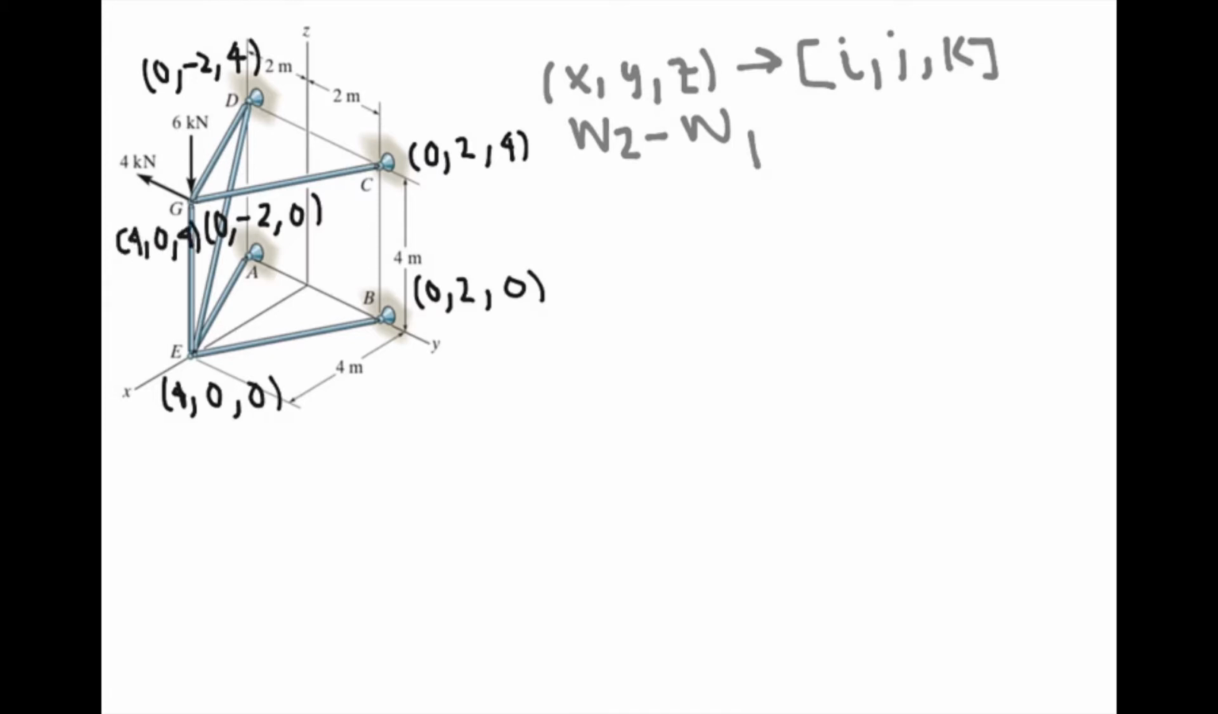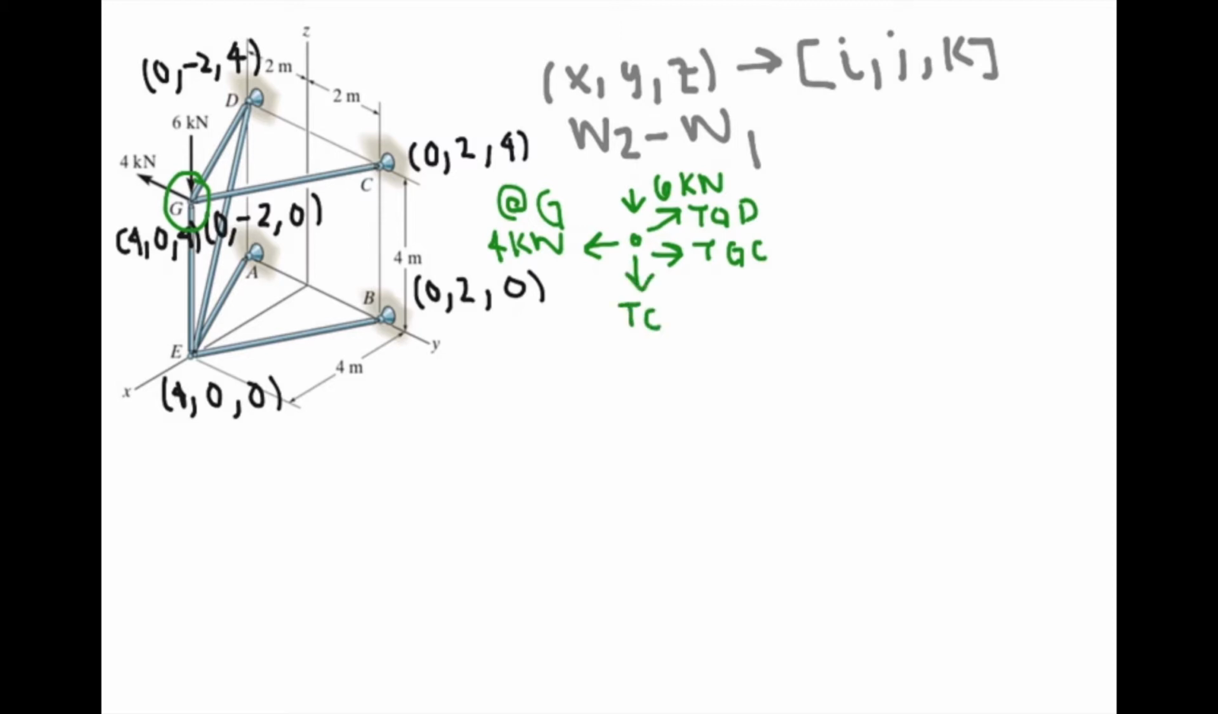Now let's focus in specifically at point G. At G, we're going to make another small diagram representing exactly what's happening only at that point. We have 6 kilonewtons, 4 kilonewtons, the force of TGD, the force of TGC, and finally the force of TGE. So now we can analyze all of the forces acting on G.